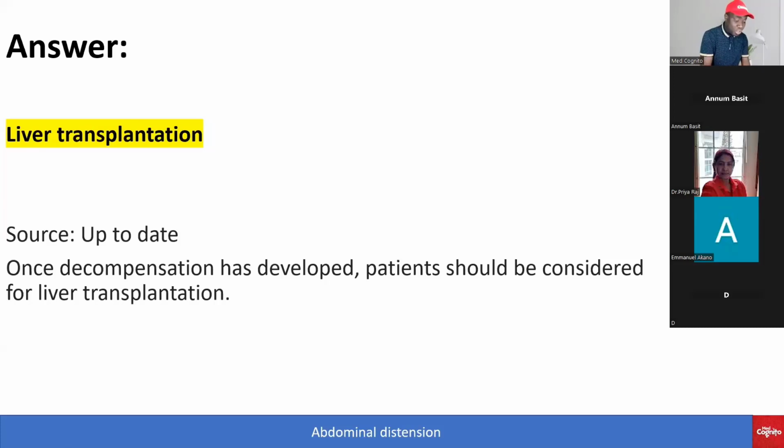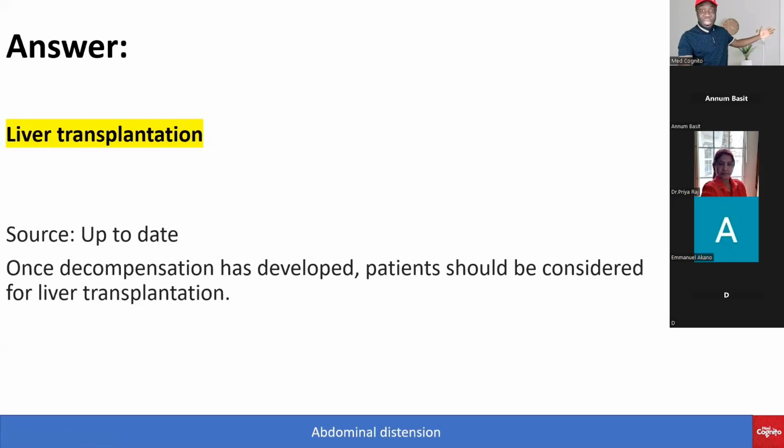You know, if you are going to use the objectives to learn and UpToDate as your source, you will never go wrong. Once decompensation has developed, patients should be considered for liver transplant. This is from our number 1 source, UpToDate, which the MCC wants you to study with.